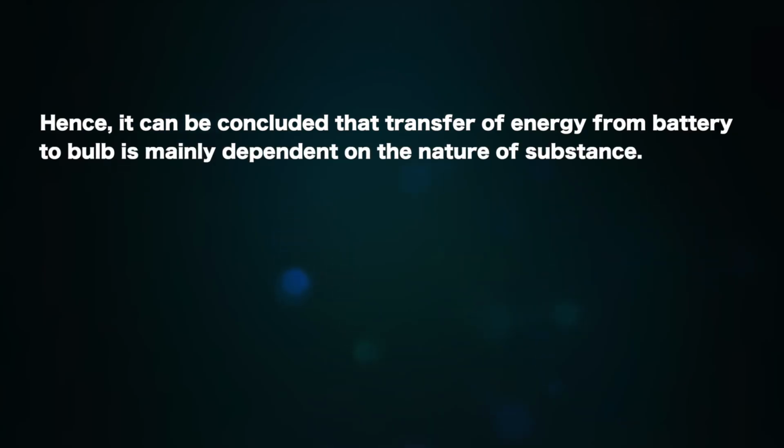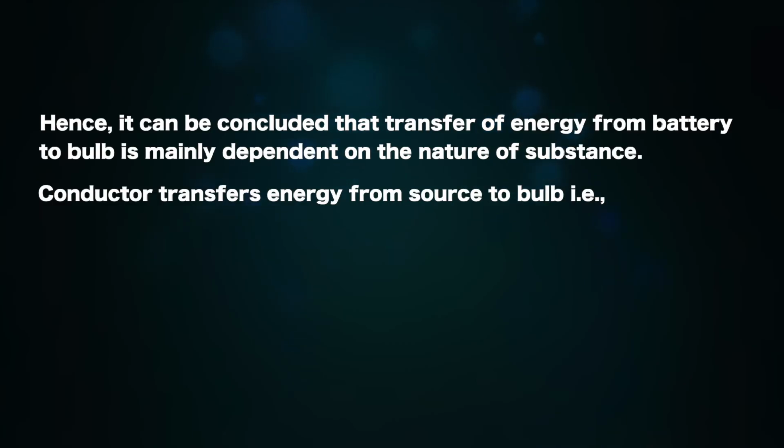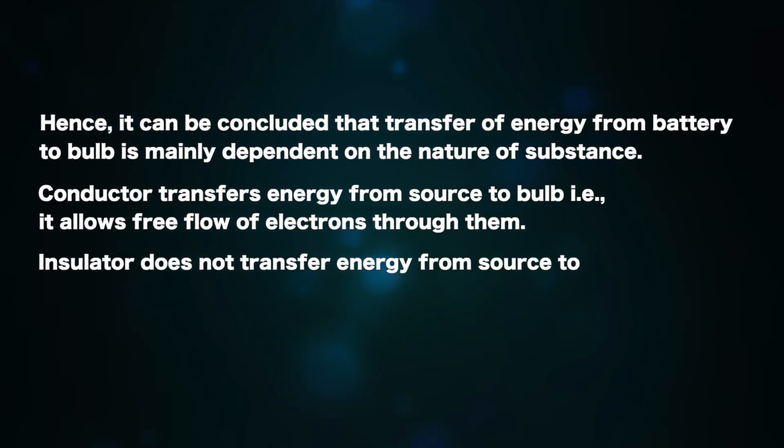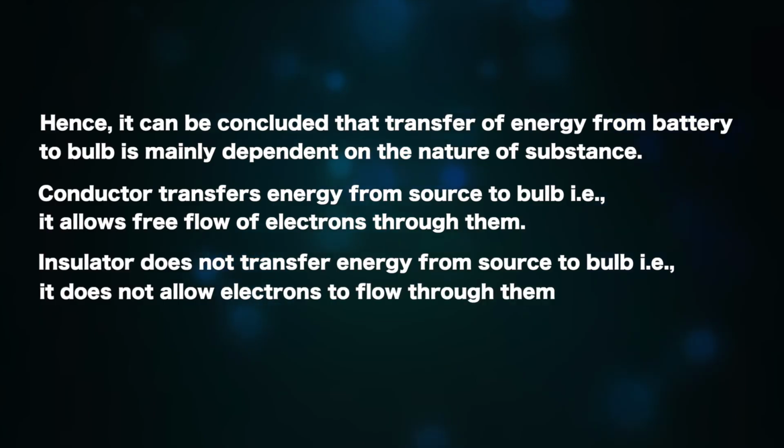Hence, it can be concluded that the transfer of energy from battery to bulb is mainly dependent on the nature of substance. A conductor transfers energy from source to bulb, that is, it allows free flow of electrons through it. An insulator doesn't transfer energy from source to bulb, that is, it does not allow electrons to flow through it.